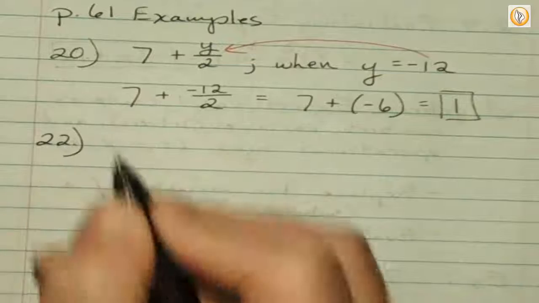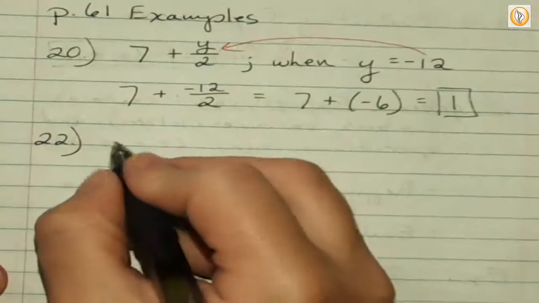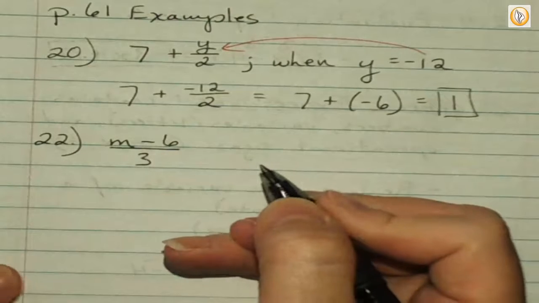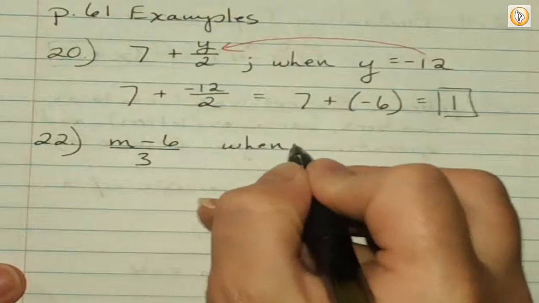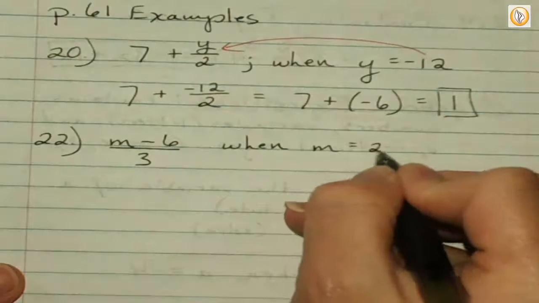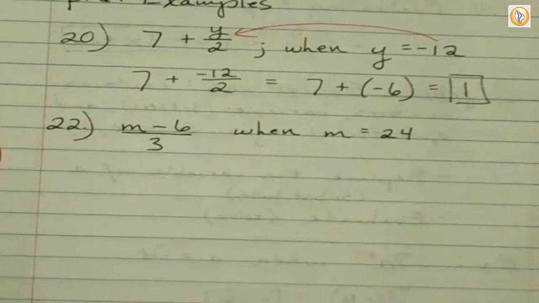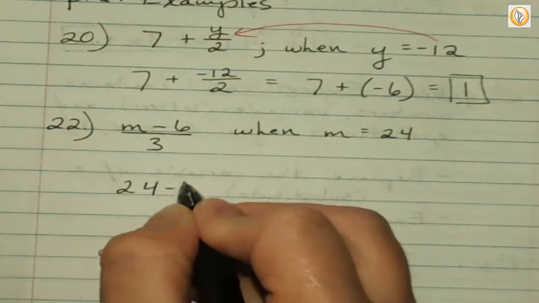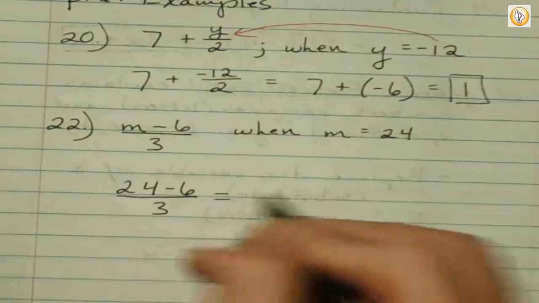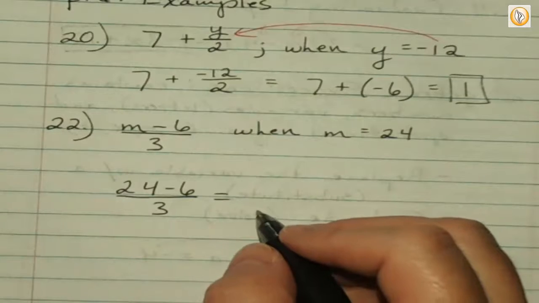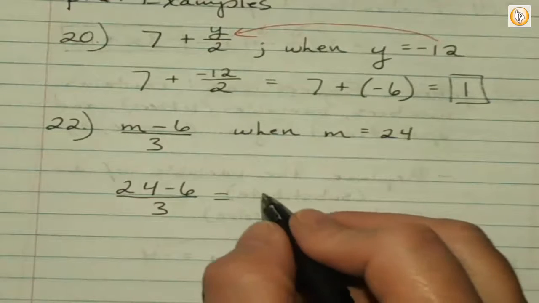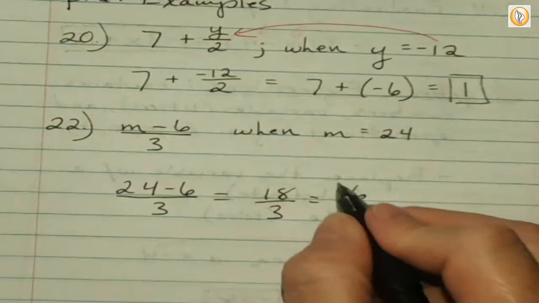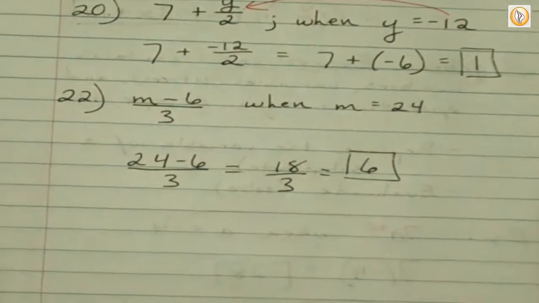22. Joseph. M minus 6 divided by 3 when M equals 24. So tell me how to set up my new problem. M equals 24, so 24 minus 6 divided by 3. Very good. What are you going to do now? 24 minus 6, and you get? 18. Very good. Divided by 3. So what's 18 divided by 3? 6. Excelente. We solved it.